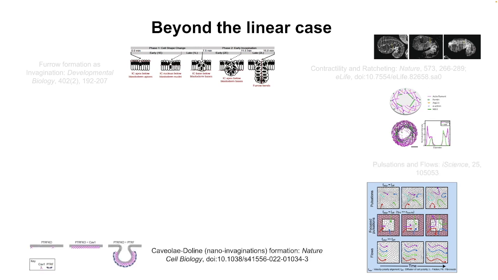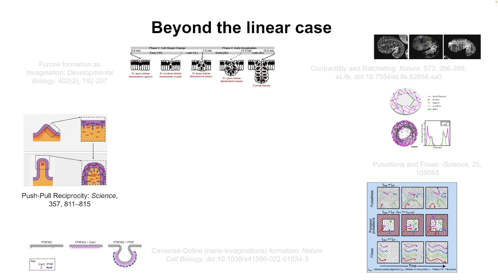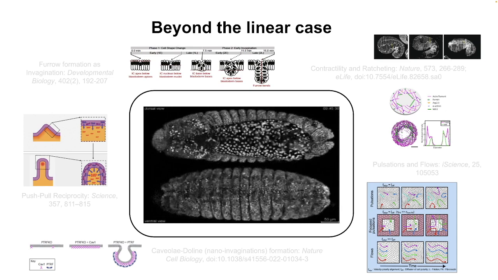We have caveolae and dolines formation, or nanoevaginations, which are the same as your furrow formation, but this occurs on the surface of cells, and it's at a much smaller scale. And finally, push-pull reciprocity, where there's deformation of a sheet and it will fold into a nodule. And so all these things are this sort of morphogenesis that involve tensegrity network, but also signals that come from maybe a centralized information processing place, or sometimes cells acting collectively.